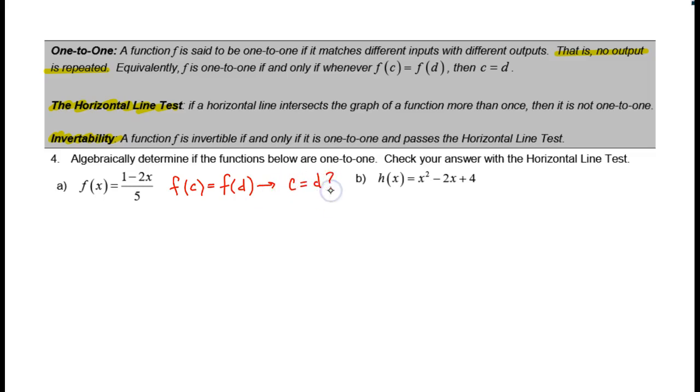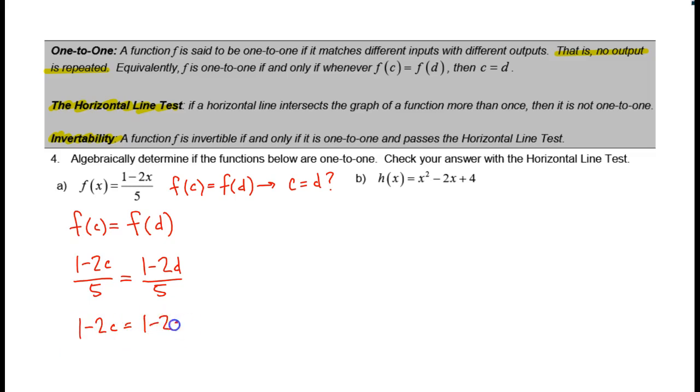So I'm going to check that for this function f. I'm going to start by saying f of c equals f of d. Then I'm going to plug in c to the function on the left-hand side, so it's going to be 1 minus 2c divided by 5. On the right-hand side, I'm going to plug in d to the function. I get 1 minus 2d divided by 5. I'm going to clear fractions here and multiply both sides by 5. That's going to give me 1 minus 2c equals 1 minus 2d.